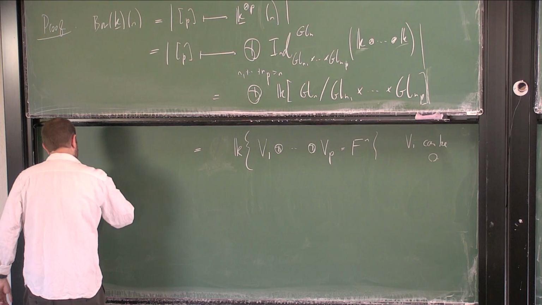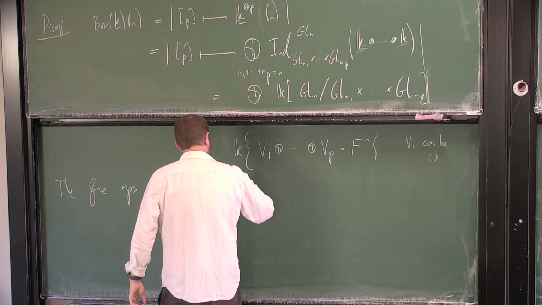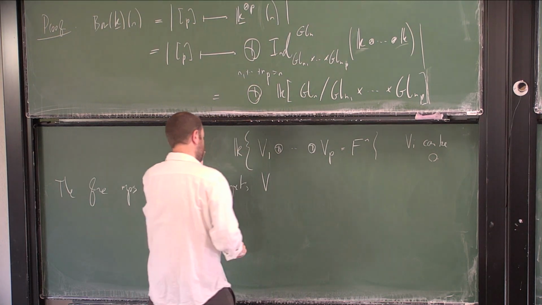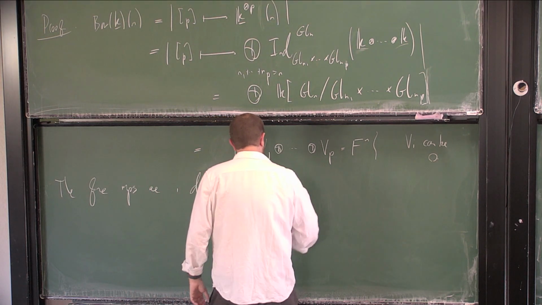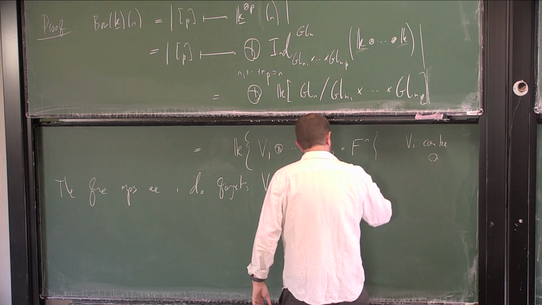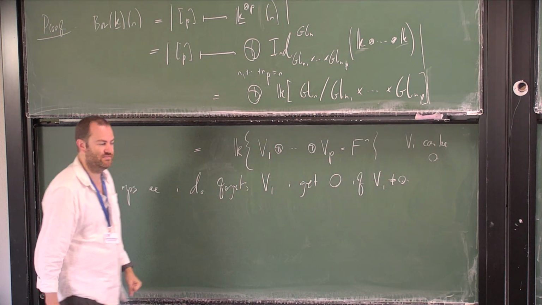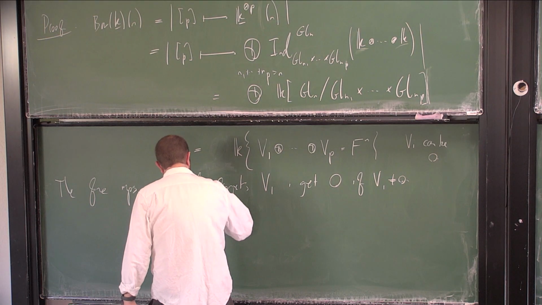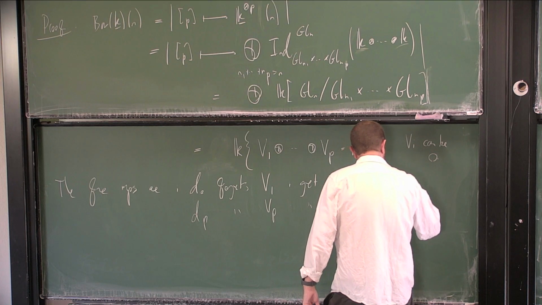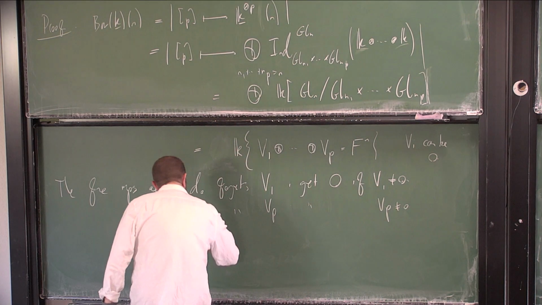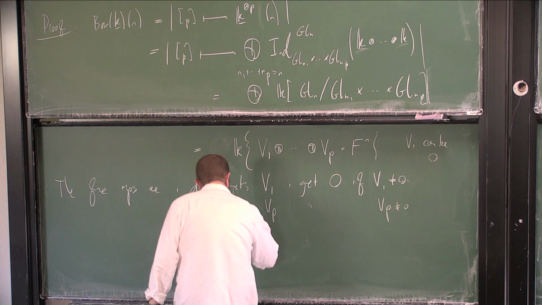The face maps are, so D0 forgets, so did I get this right? Yes, V1. And we get 0 if V1 wasn't 0, because then what's left is not a decomposition. Similarly, D, the last one, dP forgets VP, and again we get 0 if VP is not 0. And the inner D's, they add adjacent things just as above.